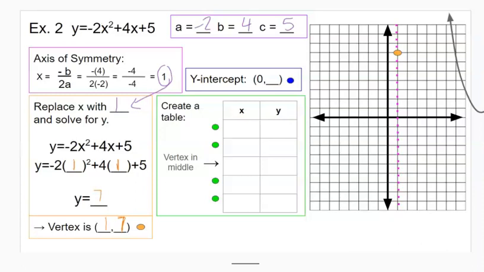And now we're going to solve for our y-intercept. So remember, our y-intercept is always 0, c. So c is 5, so we can just replace that c with 5. So we know our y-intercept is 0, 5, so I can put this right here at 5.